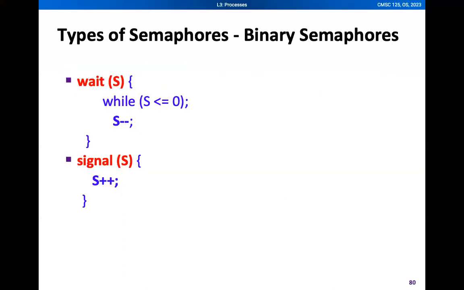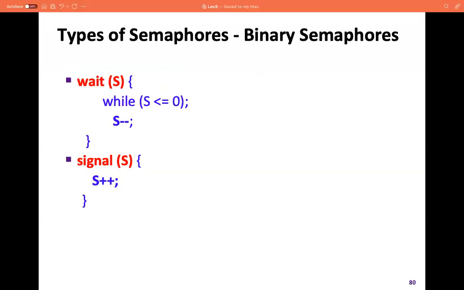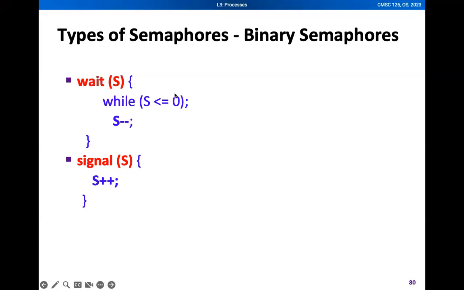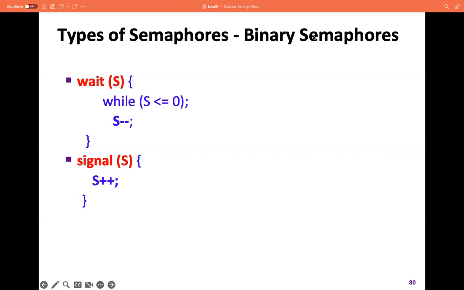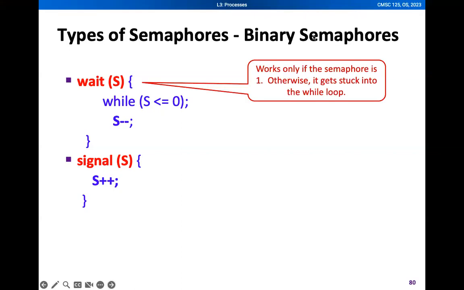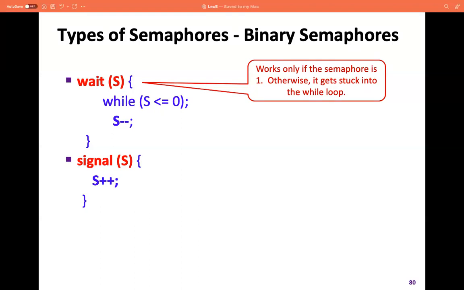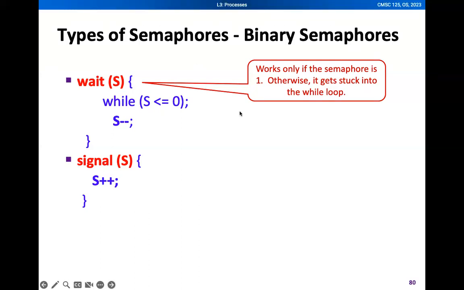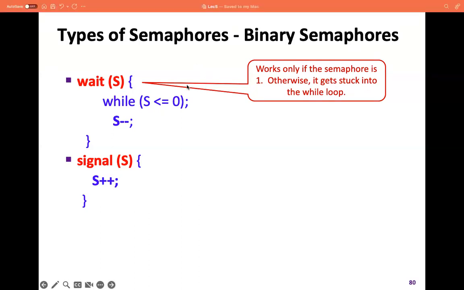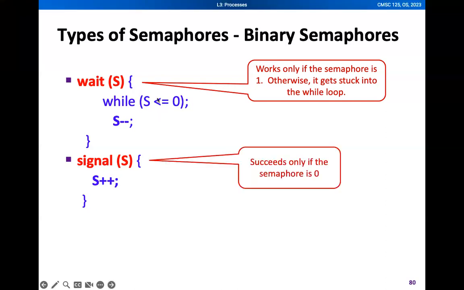Right, so let's start with the binary semaphore. I assume that you already understand what semaphores are, so let's see what this binary semaphore is. Again, this wait of S works only if the semaphore is 1. Otherwise, it gets stuck in the while loop. You have already seen this earlier. And the signal succeeds only if the semaphore is 0.